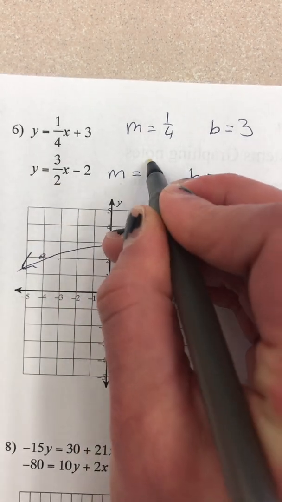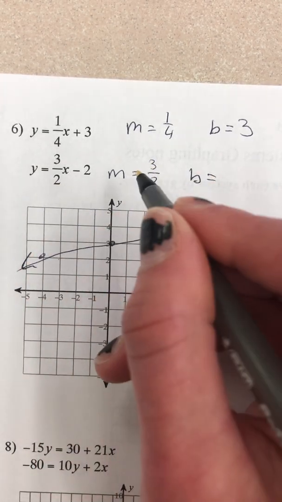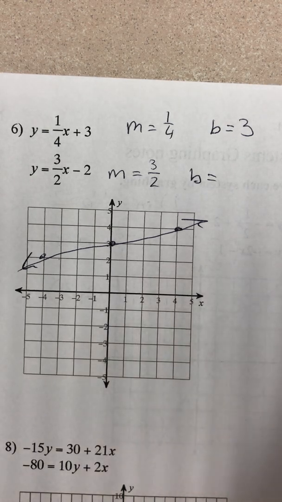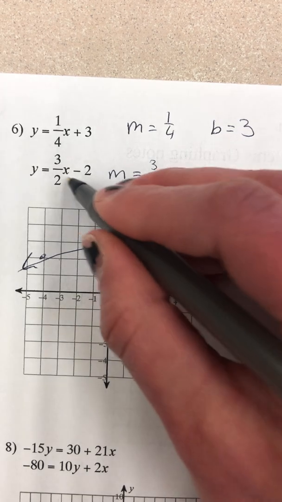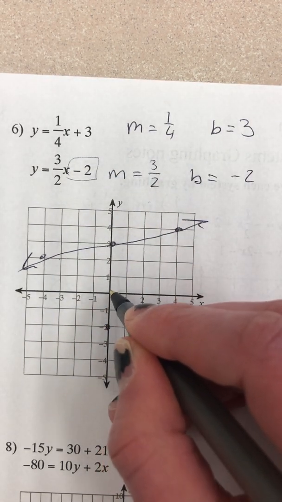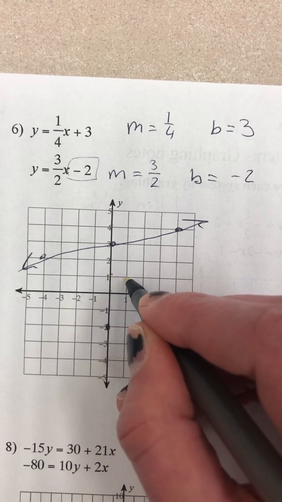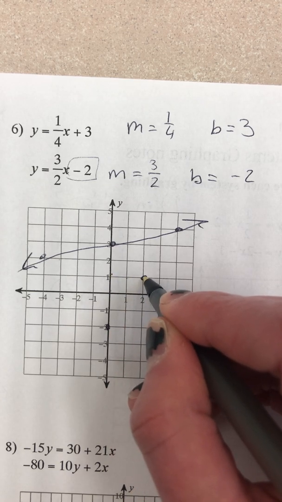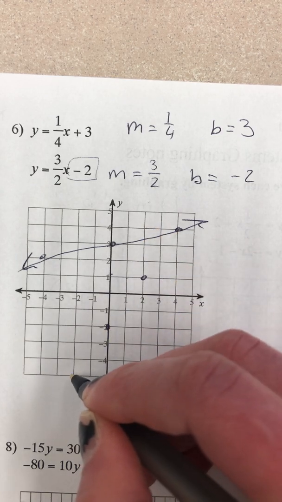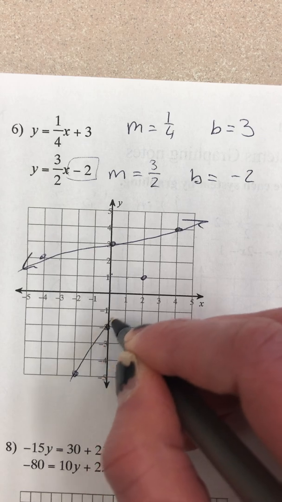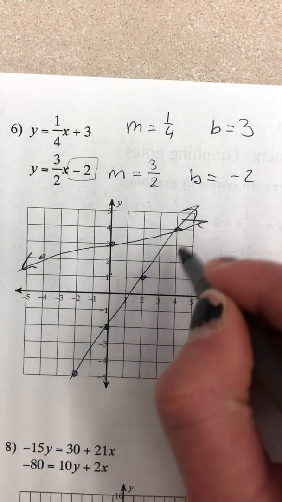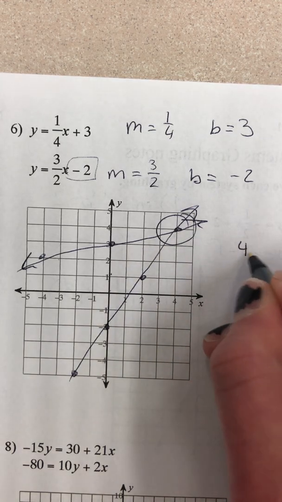Our slope for this one is 3/2. We know it's because it's paired with our x. Our y-intercept is negative 2. It's always our constant. So we start off at negative 2. Our slope is positive 3, positive 2. So this is going to be my line. Like that. They intersect at this specific point, or 4, 4.